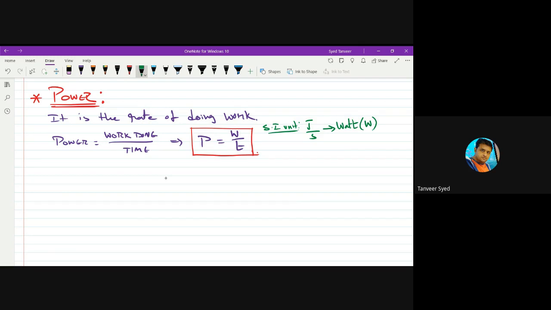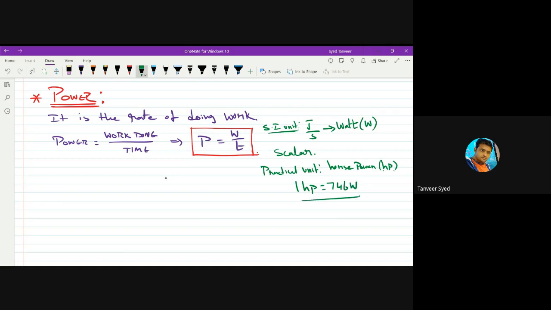Okay, SI unit is this. Then, what is its nature? It is a scalar quantity. Power is a scalar quantity. No direction. Then, in addition to watt, another practical unit of power is horsepower, HP. How much is 1 HP? 1 HP is equal to 746 watt.